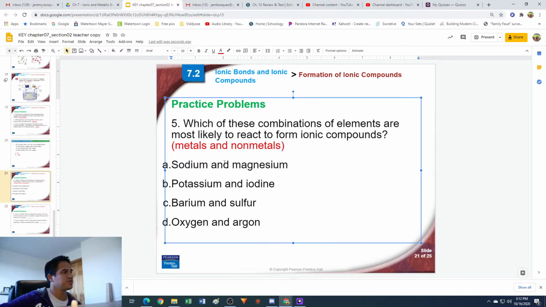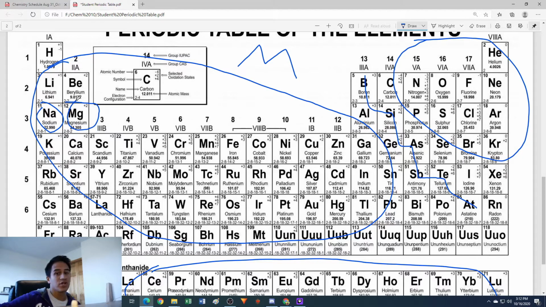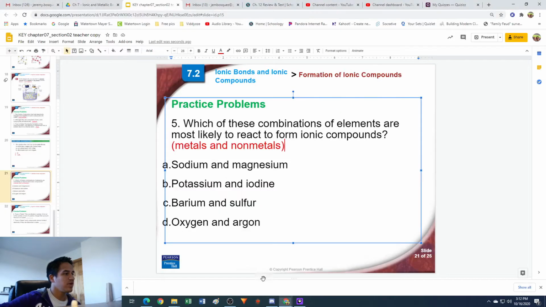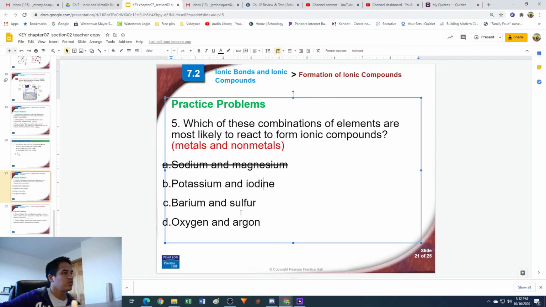You look at this question and see what our options are. So sodium and magnesium. All right, so on the periodic table, we have sodium on the left and magnesium on the left. Those are both metals. Therefore, that will not make an ionic compound. So that is not a good choice. Letter B, potassium and iodine. All right, so let's go take a look at potassium and iodine. So potassium is here, and iodine is here, which, by the way, I know I didn't circle it, but it is technically a nonmetal. It is on the right. So we have metal, nonmetal. That would be a good choice for a compound that would make an ionic compound.